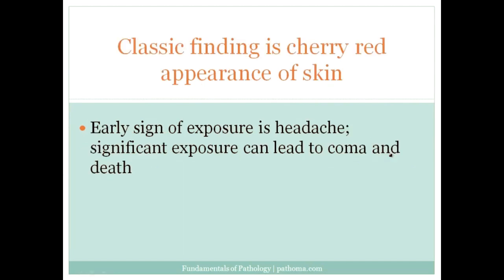The classic finding in a patient with carbon monoxide poisoning is the cherry red appearance of the skin. The reason the skin looks cherry red is because the hemoglobin is so tightly bound that it reflects the red light and creates this red appearance to the skin. However, it's deceptive because the patient is actually hypoxic because they aren't carrying oxygen to their tissues. So although they look very red, they're not getting good oxygen delivery to the tissues.